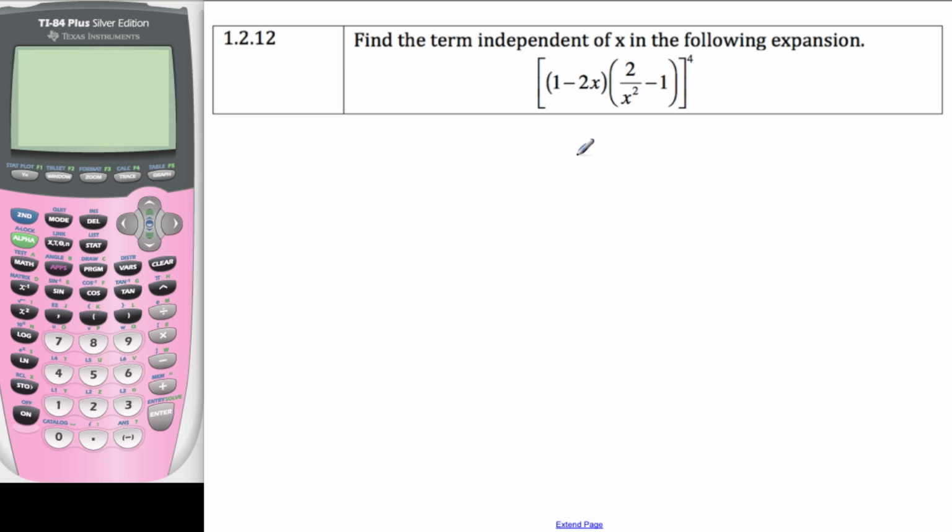Here's question 1.2.12, and it's a binomial expansion problem that I would say is a legitimately hard problem. So if we start this, I'm going to give this 4 to both of these binomial pieces here. So I'll have (1 minus 2x) to the fourth and (2 over x squared minus 1) to the fourth. So then the question is to find the independent term, and I have this whole expansion out.